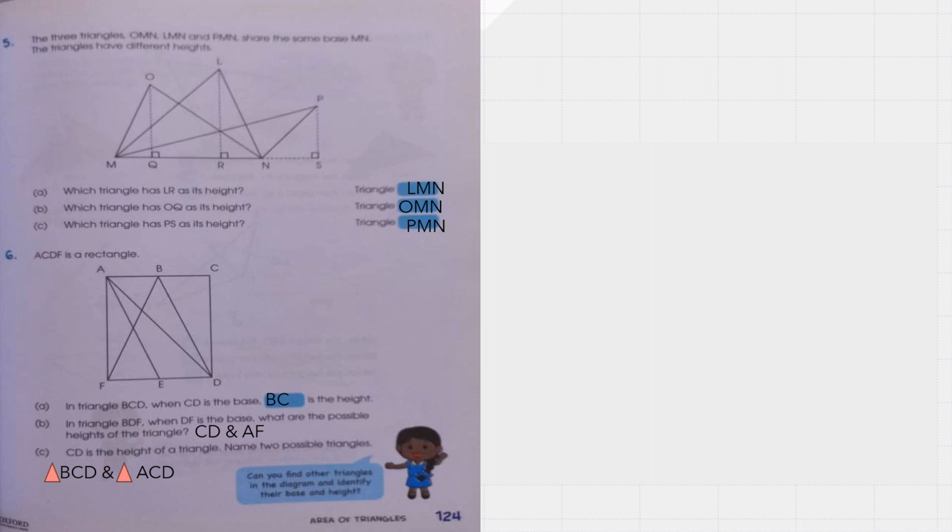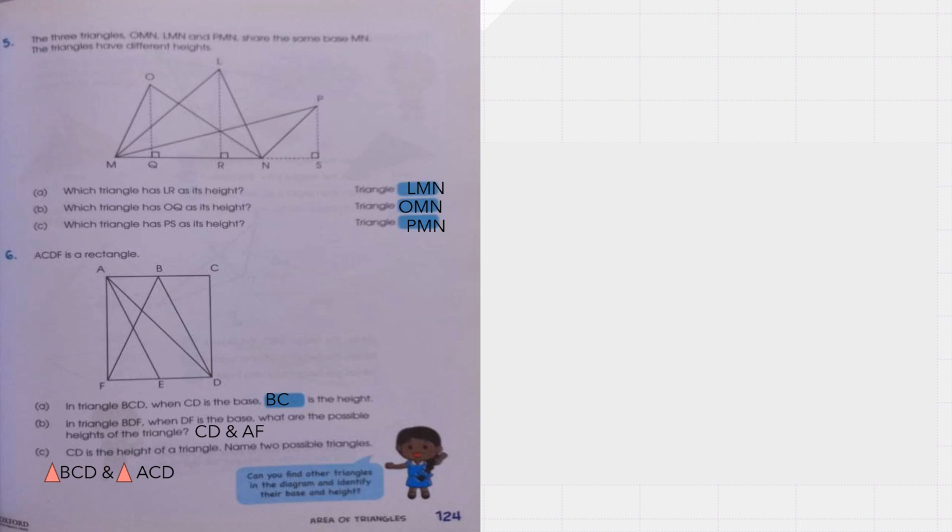In question 6, we have ACDF, a rectangle. So in triangle BCD, when CD is the base, then BC is the height. If we look at this triangle BCD, if CD is the base, then it's very easy because BC is the straight line from C to B. So this is the height of our triangle.